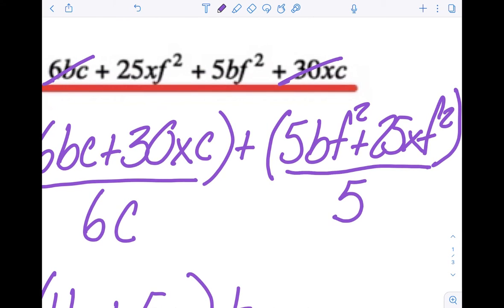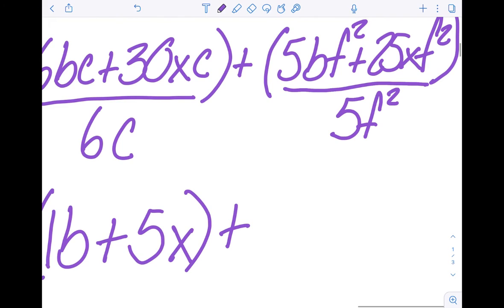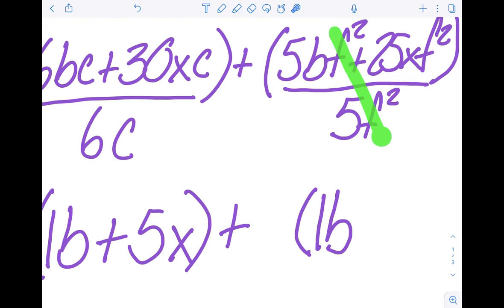Now, these two here, what goes into 5 and 25? I know that 5 does. 5 goes into 5, 5 goes into 25. What else do they both have? They both have f squared. So, 5 divided by 5 is 1. And then the b comes down. F squared divided by f squared cancel out. Plus 25 divided by 5 is 5. And x just comes down, because there's nothing to divide with. And then f squared divided by f squared cancel out as well.